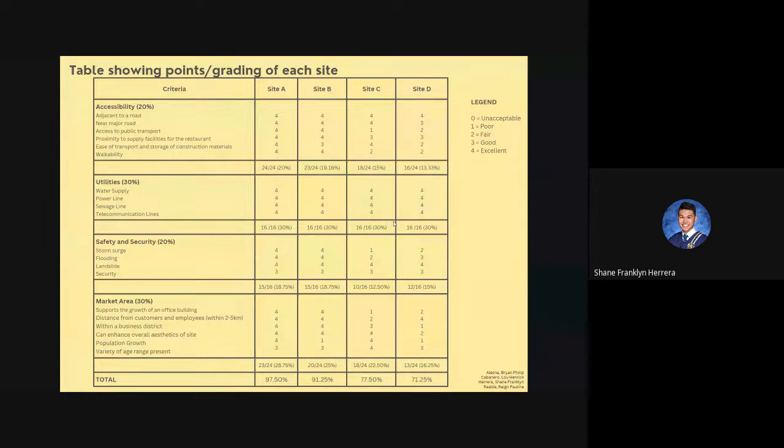For the fourth category, safety and security, over 20%. The first site has 18.75%, the same with site B. Site C would have 12.50% and site D at 15%. So market area, over the 30%. The first site is at 28.75, second site 25%, third site 22.50, and fourth site at 16.25.